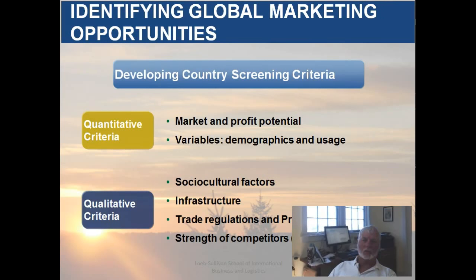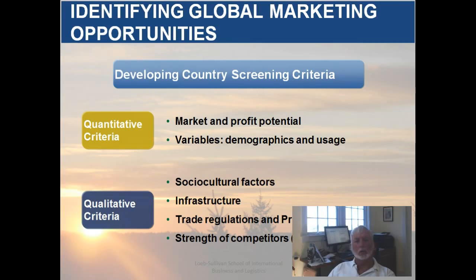So what kind of screening do we want to look at? We want to look at quantitative and qualitative screening when we're deciding which countries to go to. And this slide specifically talks about those two criteria. So what is the market potential? And how much money can I make doing it? And is it going to cover the costs of entry? So what's my market and profit potential?